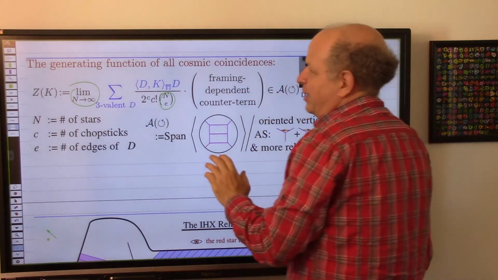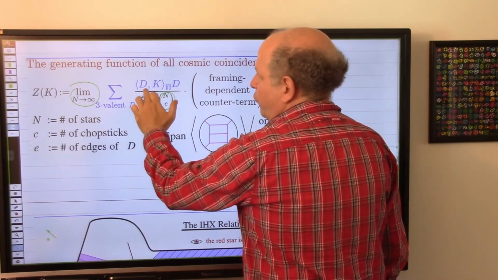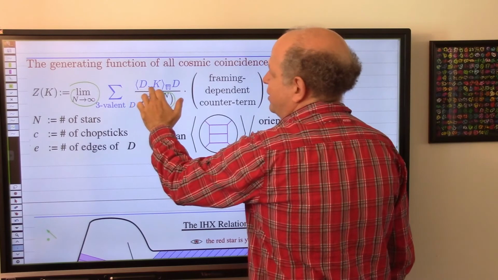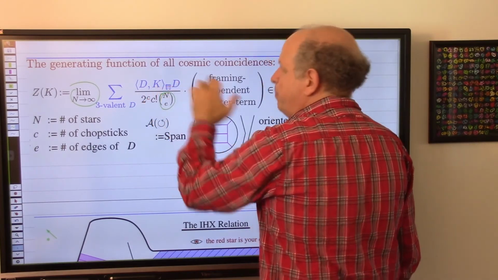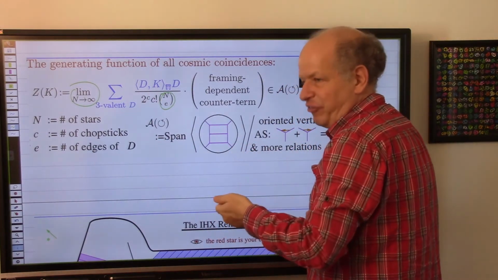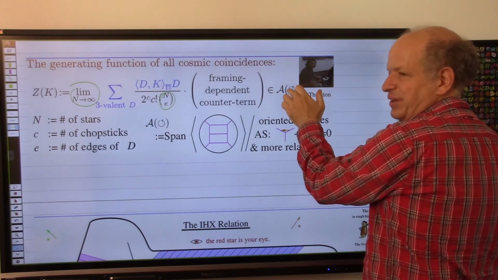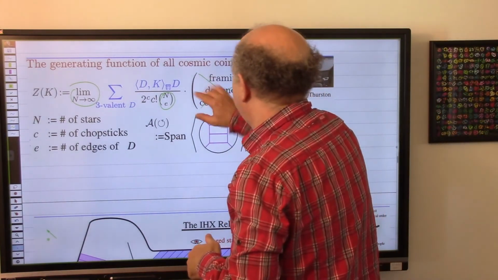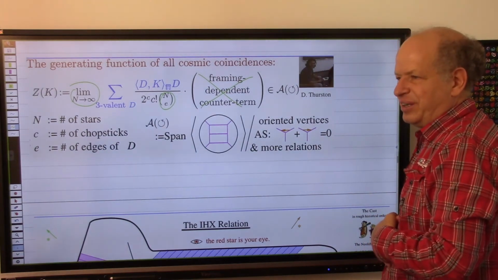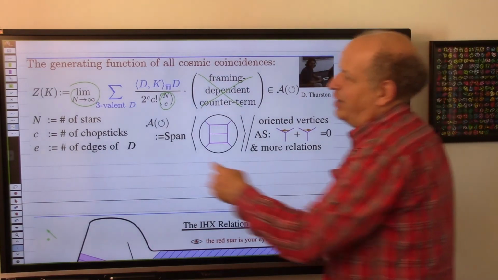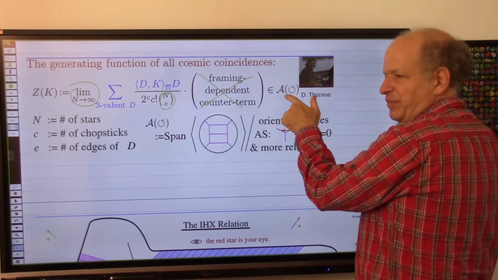And then I'm looking at the sum over all possible diagrams. For each diagram, I will take its Stonehenge pairing with the knot K and multiply it by the diagram D itself. So then I get an element in A. Okay? And ignore this, we can talk about it later. So this defines a map from knots to the space A.